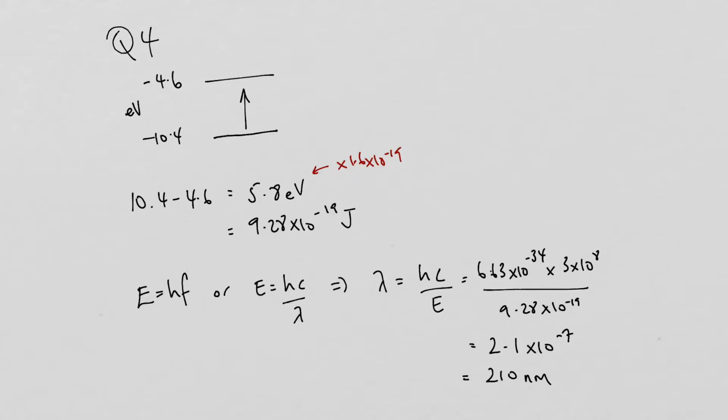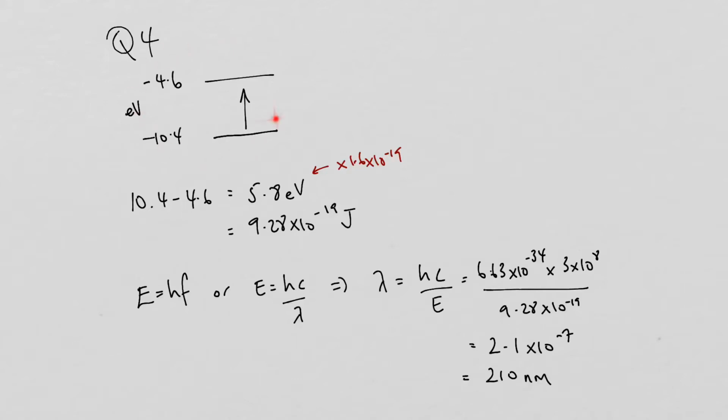So for question 4, my workings are here, but I'll just talk through using the pointer so you can see where I'm going with things. An absorption line is observed in the spectrum of a particular gas when electrons absorb photons and move between energy levels at minus 10.4 eV and minus 4.6 eV.